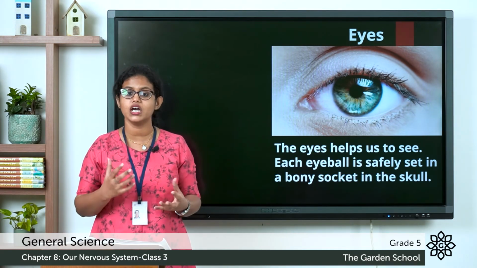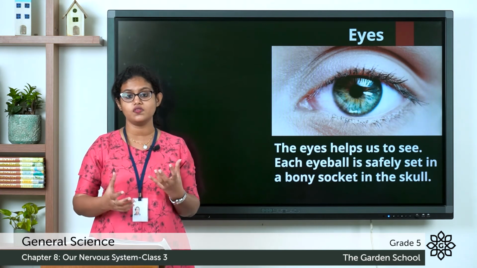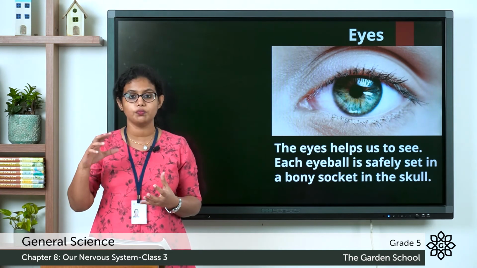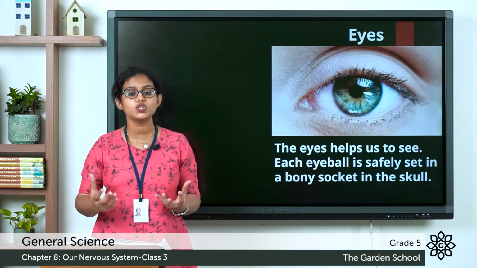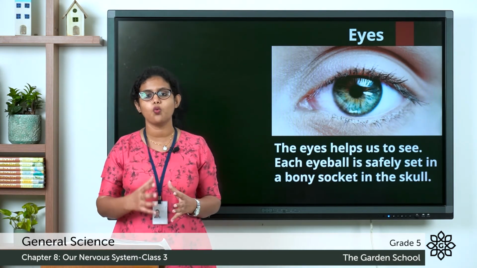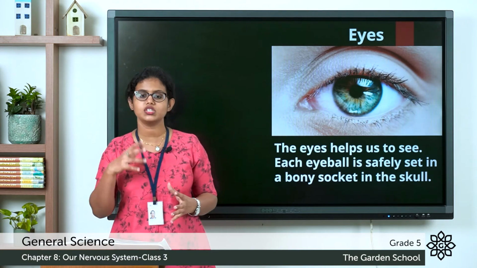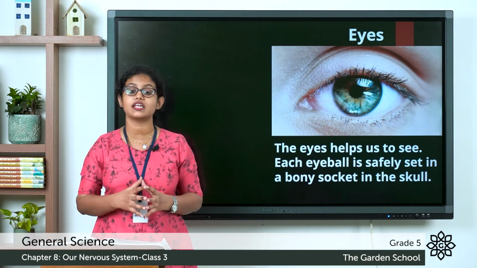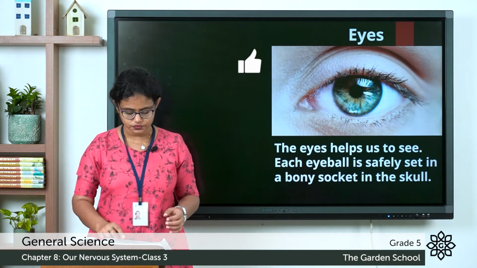So the sensory nerves in our eyes send a message to the brain, and the brain produces a response that helps us to recognize what the object is. So that is about our first sense organ, the eyes.